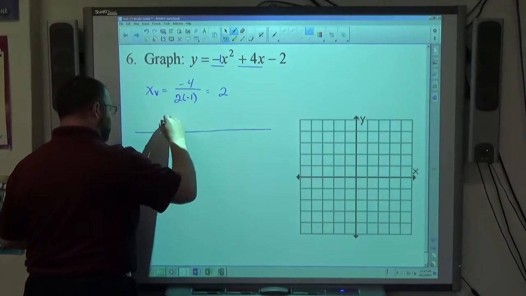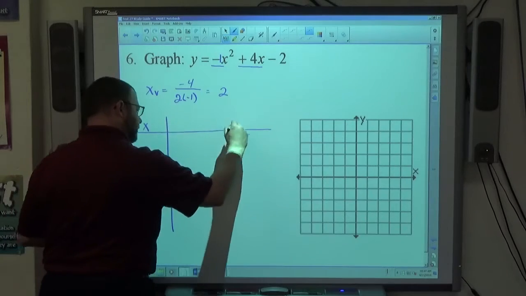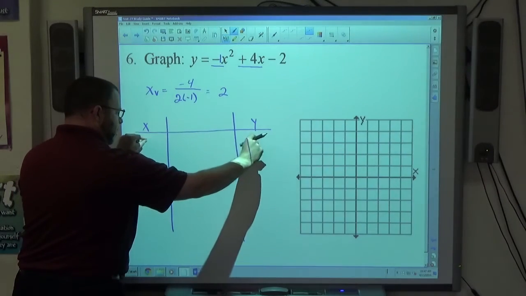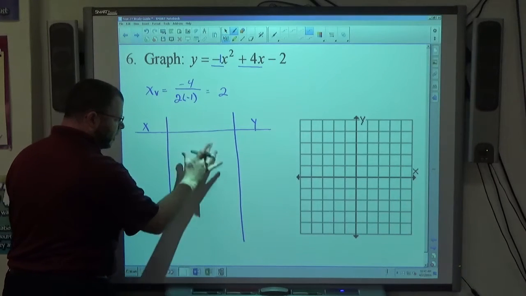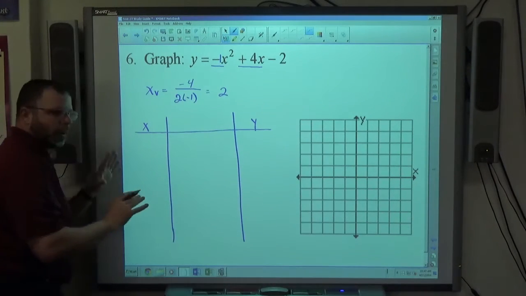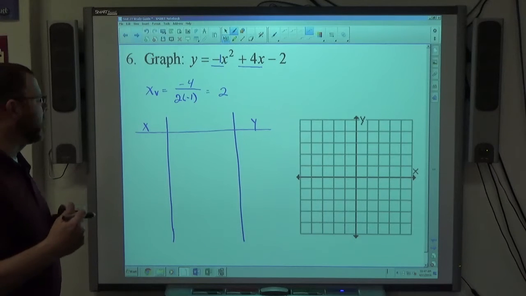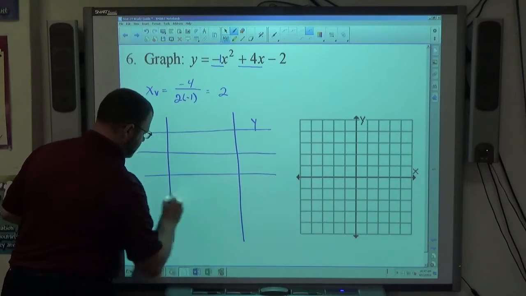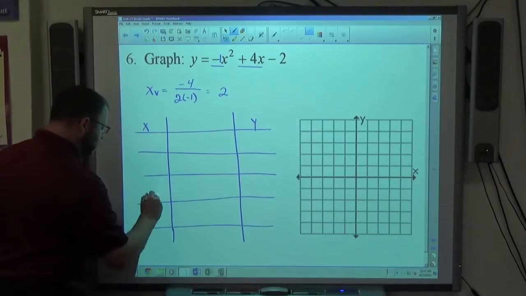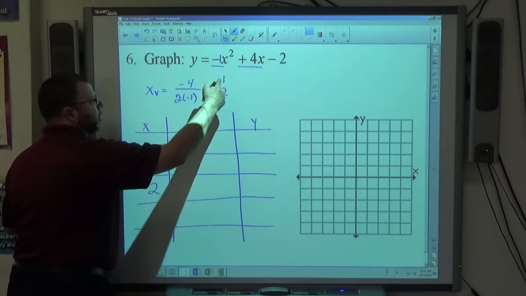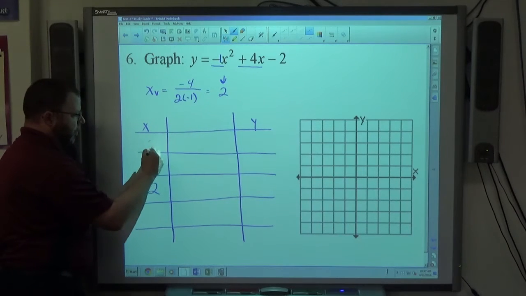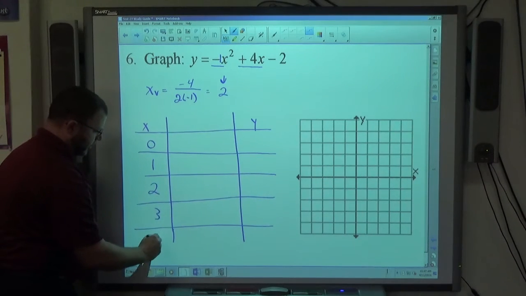I'm going to make a little bit bigger chart here. All right, x here, y here. There's my ordered pairs that I normally get. I'm just putting this middle column here that might help to organize our work a little bit better. Might see where things are coming from a little bit better. Okay, I'm going to put 2 right there. And again, whatever this number is, that goes right there. That's my vertex. I want smaller, smaller. That'd be 1, 0. Bigger, bigger, 3, 4.